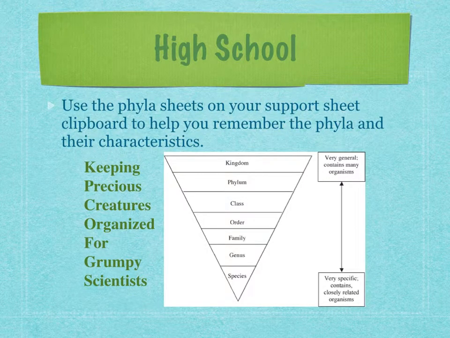So what is a phylum? A phylum is a group of organisms that share similarities or similar characteristics. As you can see in the illustration below, there is a hierarchy of classifications, kingdom being the most general, and species being the most specific. A way to remember this hierarchy is keeping precious creatures organized for grumpy scientists.